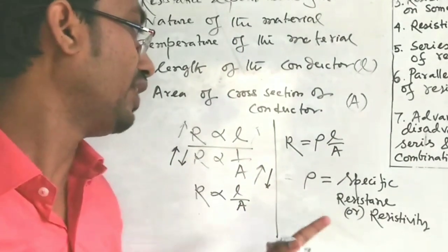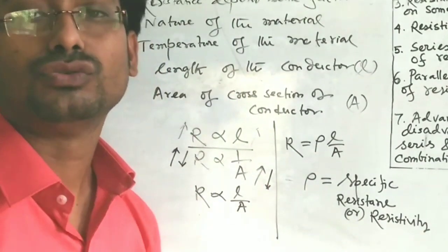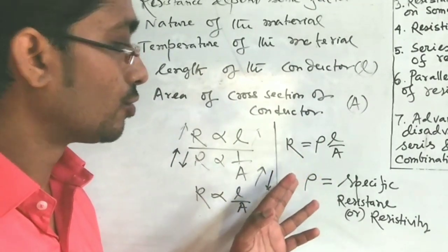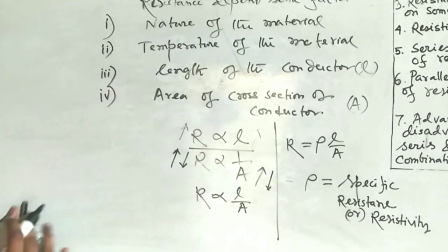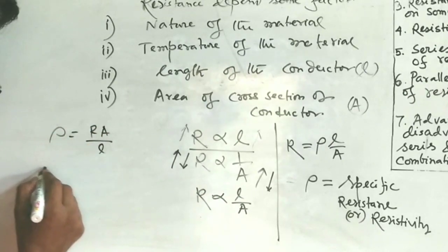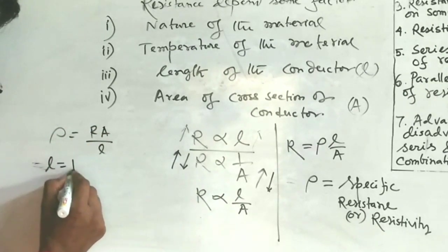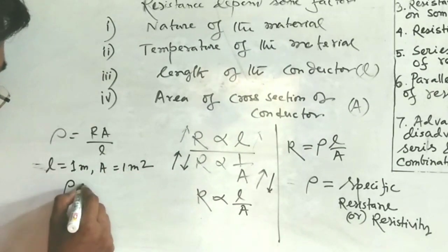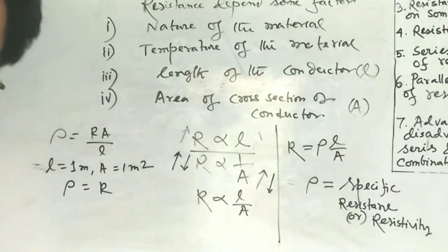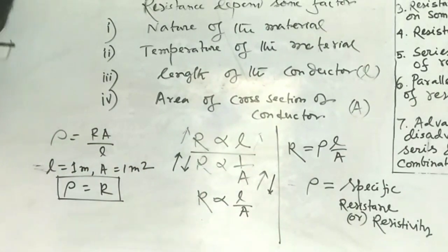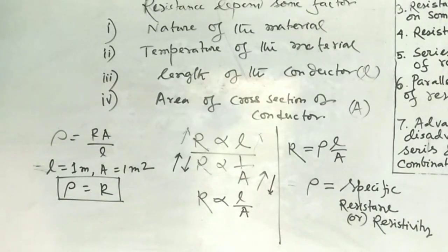Now we have to define what rho is. Rho is a new entity we have introduced. So we can write rho is equal to RA by L. If we take L equal to 1 meter in the SI system and A equal to 1 meter square, then rho is equal to R, because A and L both are 1, so 1 by 1 is equal to 1. So rho is equal to R. This is nothing but the quantitative definition of resistivity. What is resistivity then?